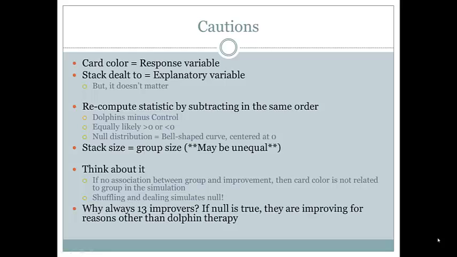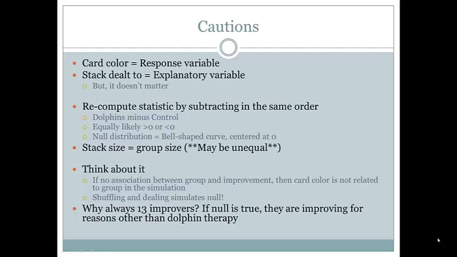So when we initially computed the statistic, we took the proportion of successes in the Swim with Dolphins group and subtracted the proportion in the control group. You need to always do the subtraction in the same order. Some students sometimes make the mistake of always making their statistics positive. We want to make it so that it's equally likely that you're greater than 0 or less than 0. In that case, your null distribution will take a bell-shaped curve centered at 0. Later in the course, we will look at what happens when you make your statistic always positive. But for now, we're going to always do the subtraction in the same order.